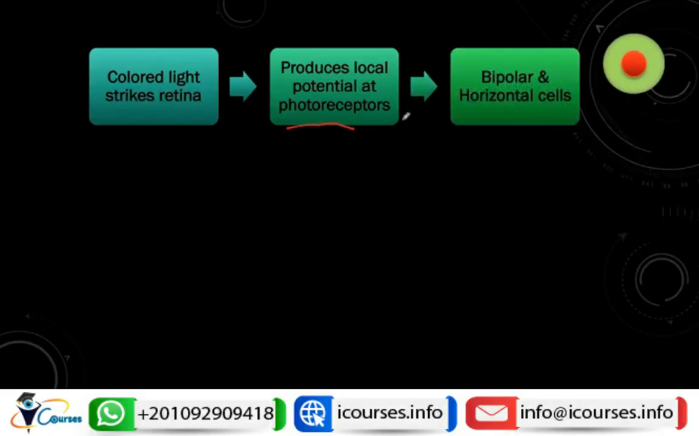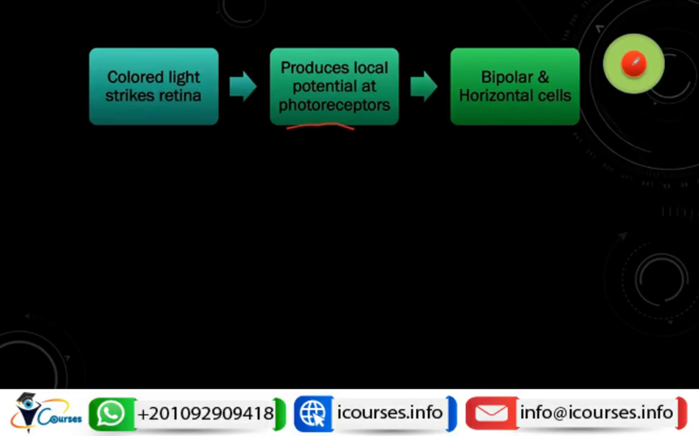Then they will reach the bipolar and horizontal cells. And here the neural processing can also be explained by the theory that we mentioned yesterday, the center surround. So we can say that when the red color is passing through, stimulating the red cones, and then emits an electrical impulse, this electrical impulse will pass to the bipolar cell. The bipolar cells now have the same center surround organization. So since it is a red color, it will pass through the bipolar cell, which has a red center and a green surround.